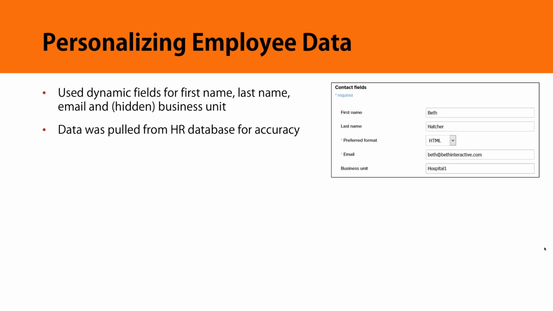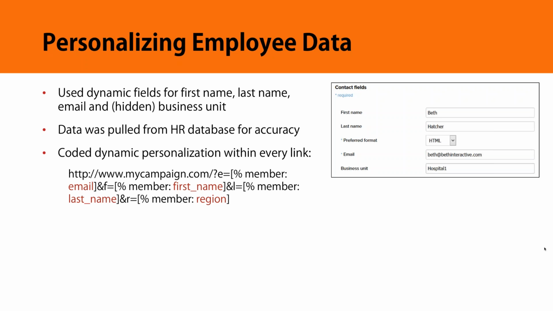Many email marketing tools allow you to create an unlimited number of contact fields within the database. So we added one called Business Unit. Of course we captured first name, last name, and email, and the business unit, and all of that data was provided by the HR team, so we knew that it was going to be accurate. The next step was to code dynamic personalization within every link on every email. It's tedious, but turned out to be worth it.